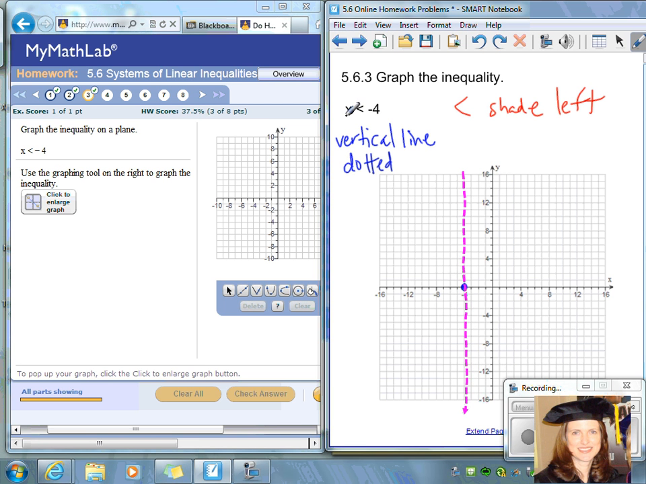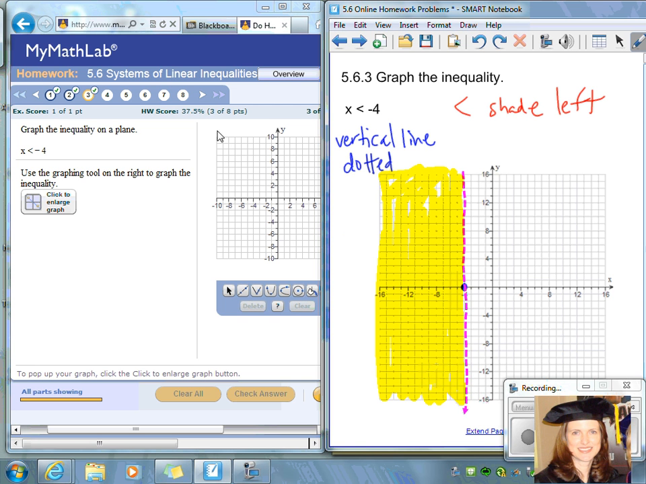The solution to this inequality are all the x values that are less than -4. The x values that are less than -4 are all the x values to the left of -4. So every single point in this region would be a solution to the inequality.